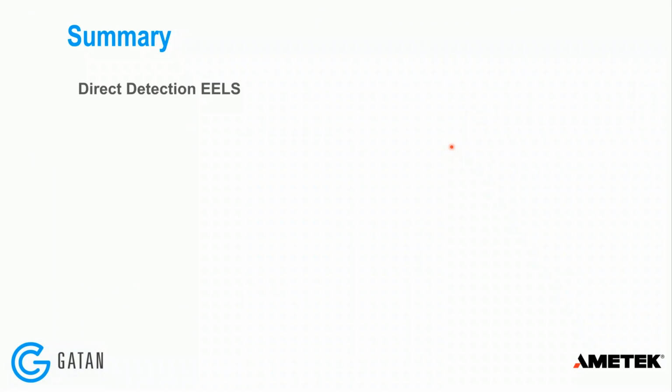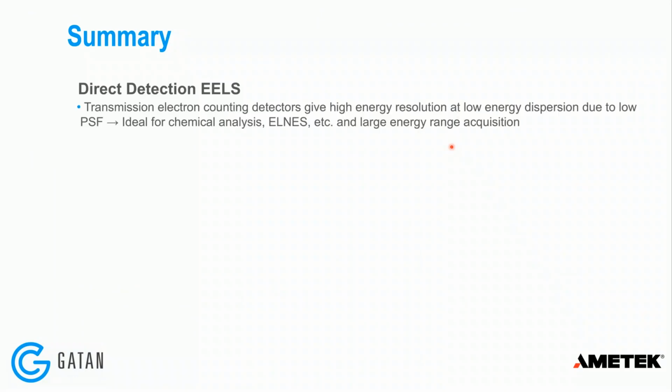So in summary, direct detection EELS, using a transmission electron counting detector, gives you high energy resolution at low energy dispersion due to the low point spread function. This is really good for chemical analysis, gives us big energy range, helps us look at fine structure, all the things that we want to do in EELS. Also, by working at a low dispersion, we're putting more signal into each energy channel, which helps with your signal to noise ratio, so you can use faster exposure times, etc.